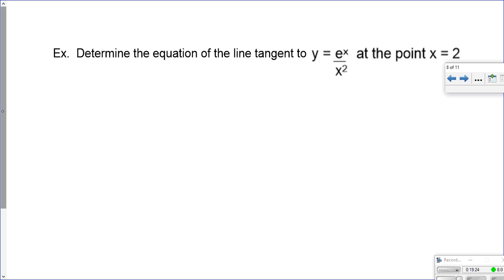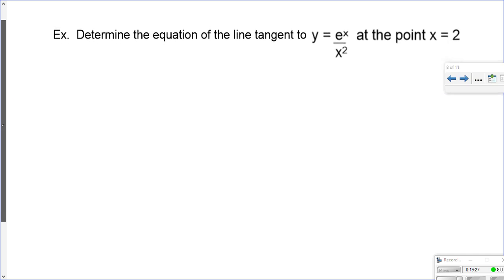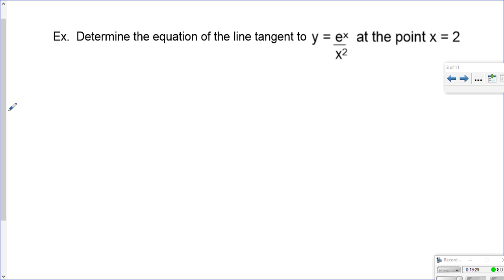Okay, so let's determine an equation of a tangent line given a function at a point here. I'll show this on Desmos when I'm done here. So I need to find my point. Let's establish what my point is. When x is equal to 2 here, first of all, e to the 2 over 2 squared, that would be e squared over 4. So my given point is (2, e squared over 4).